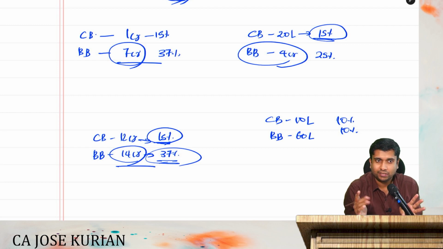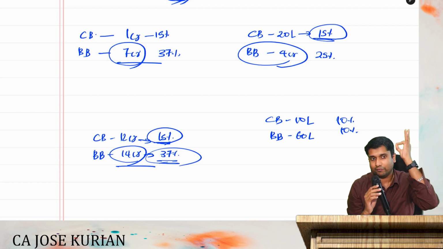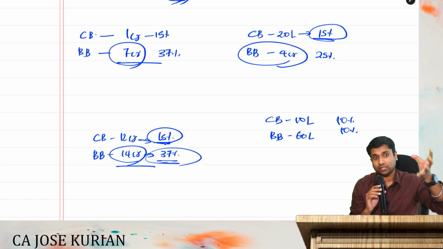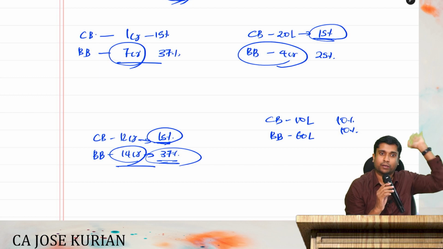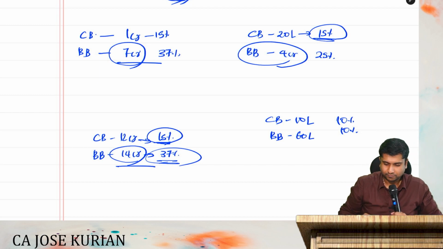Are you all with me? So always remember this: Chota Bhai, Bada Bhai. And when Bada Bhai will be alone? When they together cross 2 crore. When they together cross 2 crore, Bada Bhai will be alone. Chota Bhai will run away with 15%. Are you all with me?